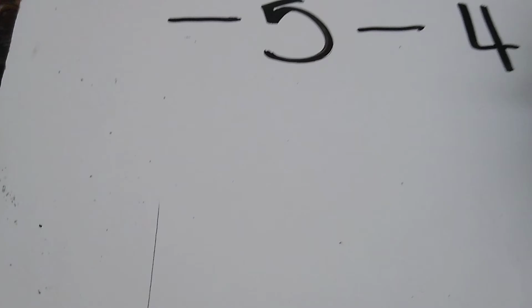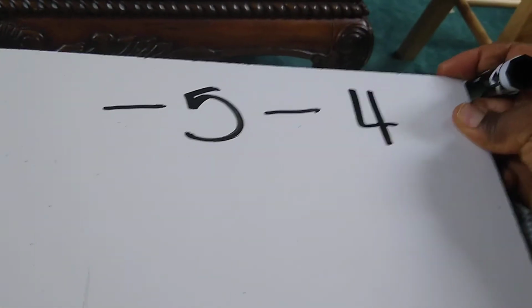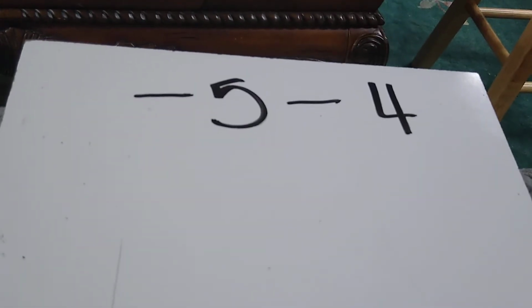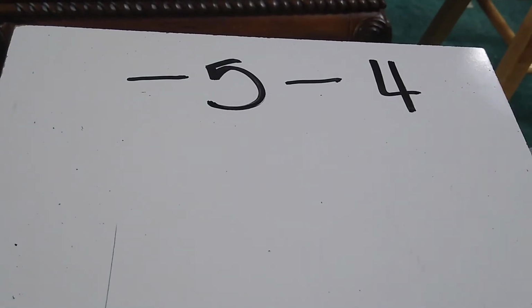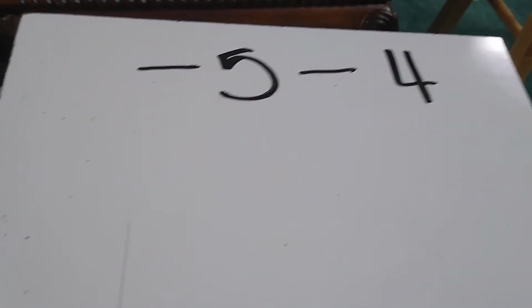All right, so now I'm going to create an expression. I'm going to put negative 5 take away 4. Okay, negative 5 take away 4. Now, what does that mean? I can tell you, and I know you know this by now, 5 is negative, and I know 4 is also negative. So I'm going to demonstrate that.